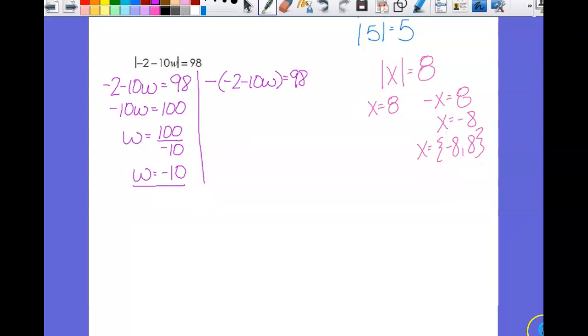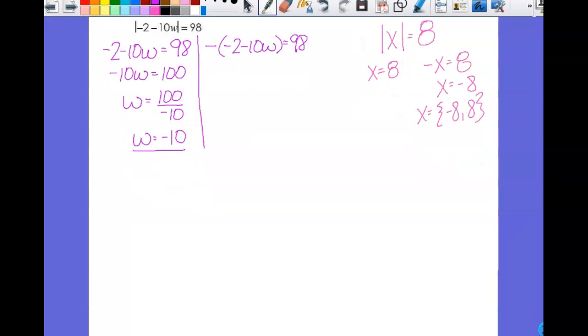So my other answer, I'm going to come back over here and solve this. So this negative sign, I need to distribute it in here. So negative times a negative 2 is a positive 2. Negative times a negative 10 is a positive 10. And that's equal to 98. What do I do with that 2? Well, I got to move it.